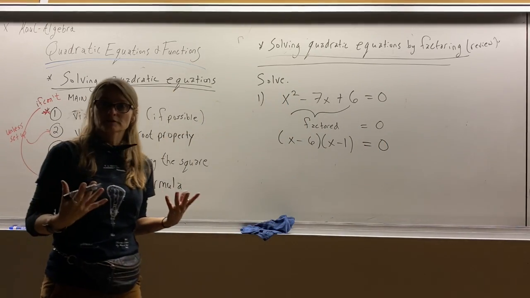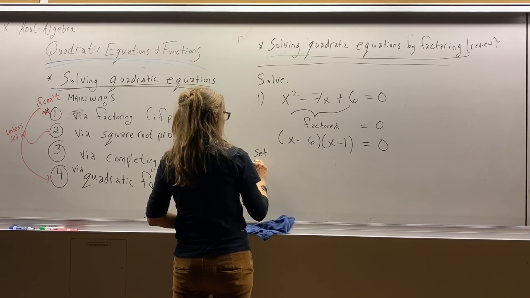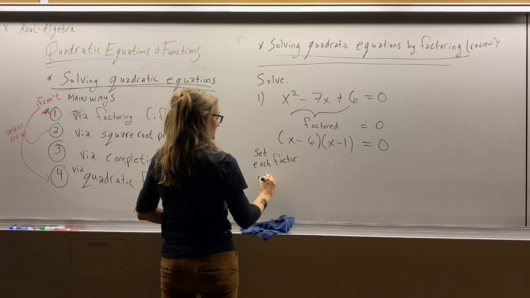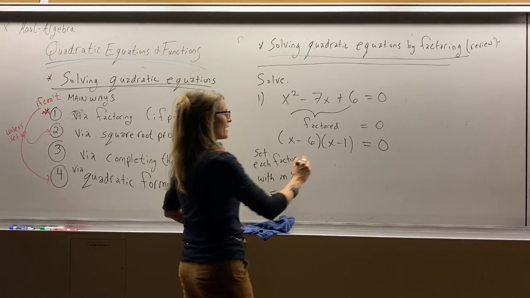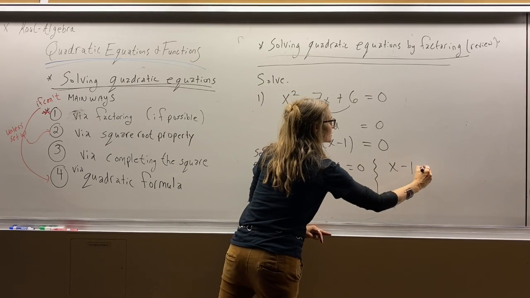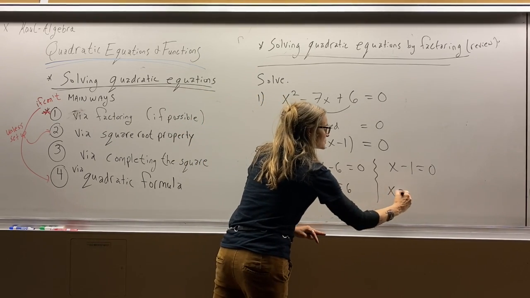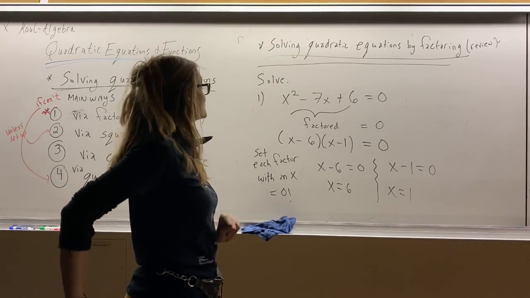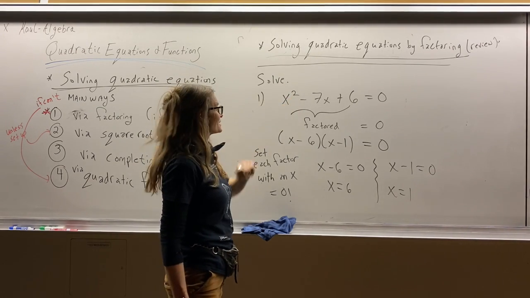And the idea with the factoring, the zero factor principle, is you set each factor with an x in it equal to 0. All right, so x minus 6 equals 0, x minus 1 equals 0, and we get x equals 6, and x equals 1. So we got two solutions. And if you remember in the beginning, we said you could have up to 2 solutions for a quadratic. You always have up to as many solutions as your highest exponent.